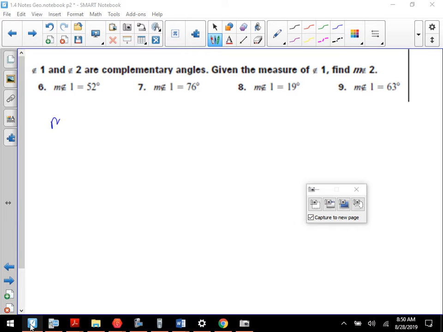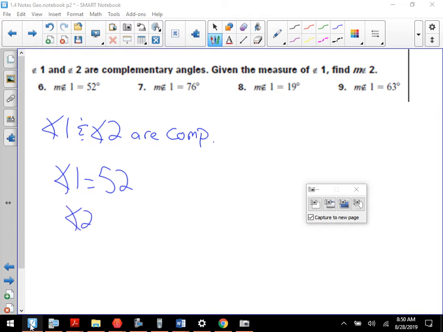This measure, and you see this letter is the Greek letter epsilon. It means angle. Okay. So if it says angle 1 and angle 2 are complementary, if angle 1 is 52, what would angle 2 have to be? How would you figure that out? Very good. It would just be 90 minus the 52, because the two angles have to add up to equal 90. We can make this more difficult if you'd like.